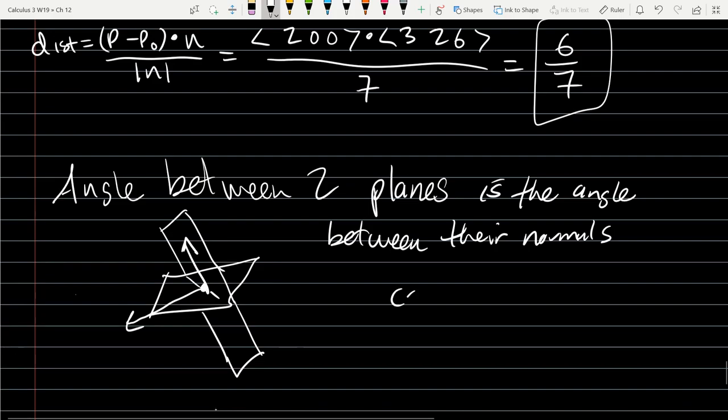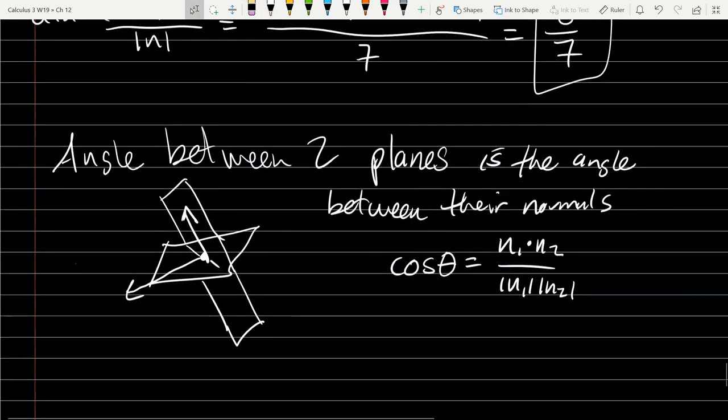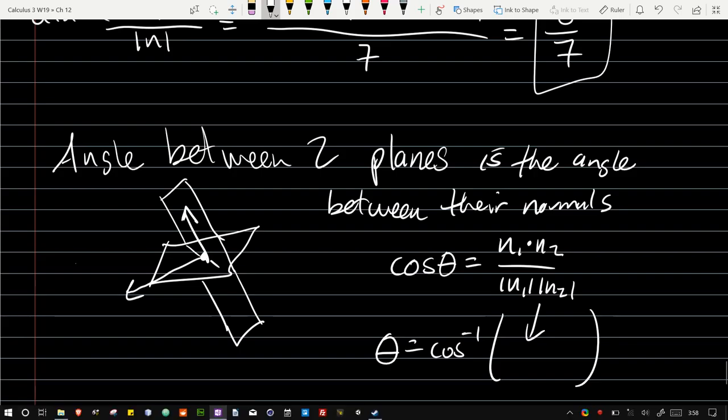And the easiest way is cosine theta equals. You're going to dot the two normals, N1 dot N2, divided by their magnitudes. And then take cos inverse of that. Straightforward computation, it's not really worth doing an example, but that is how you find angle between two planes.